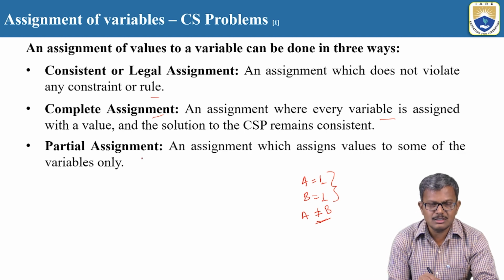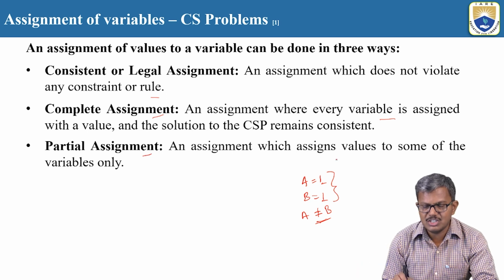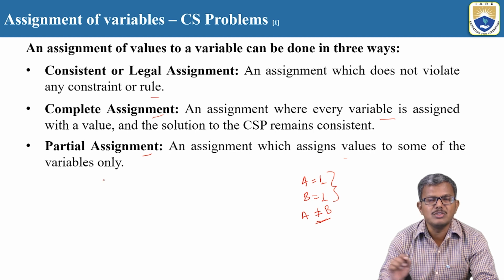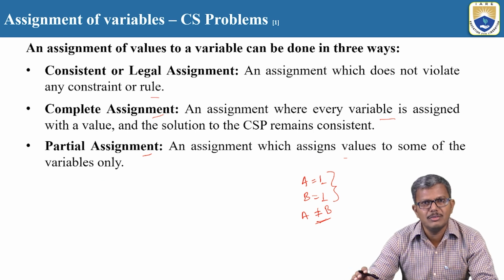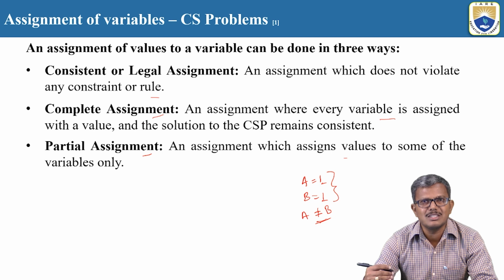The third kind of assignment is called a partial assignment. It is an assignment which assigns values to only some of the variables, which means we are not going to consider all the variables. Only to a few particular variables are we going to assign certain values. These are the three different ways we can assign values to the variables in these problems. We will see examples where we clearly understand what we mean by a partial assignment, a complete assignment, and everything.